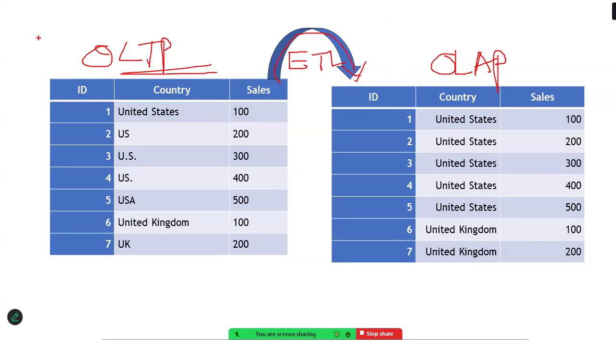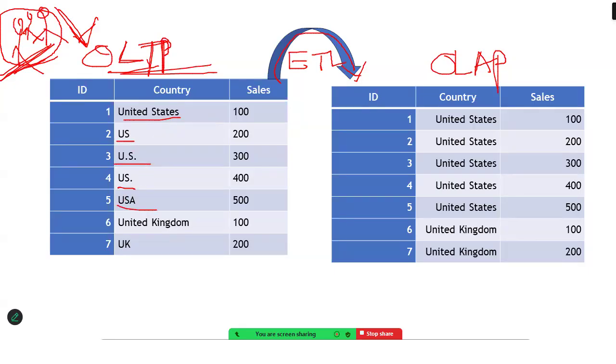ETL. Generally, OLTP will get the data from many people. Take Flipkart or Amazon: one customer will place an order, or thousands of customers will place orders, and the data gets into OLTP. So when I ask thousands of customers to write the country name, will everyone write it in the same format? One person writes United States. A second person writes US. A third person writes U.S., USA. Each person inputs the data differently.